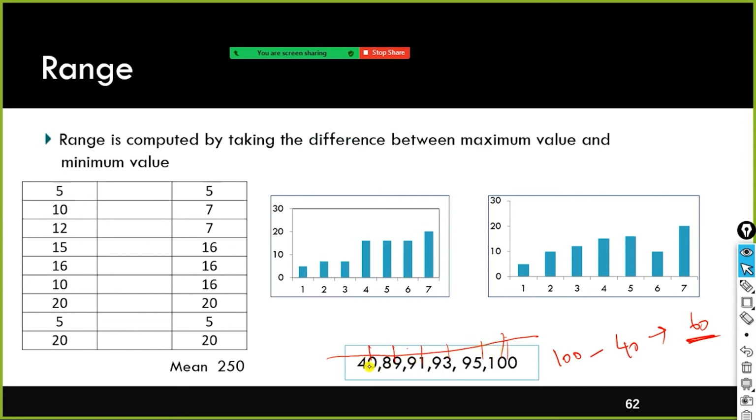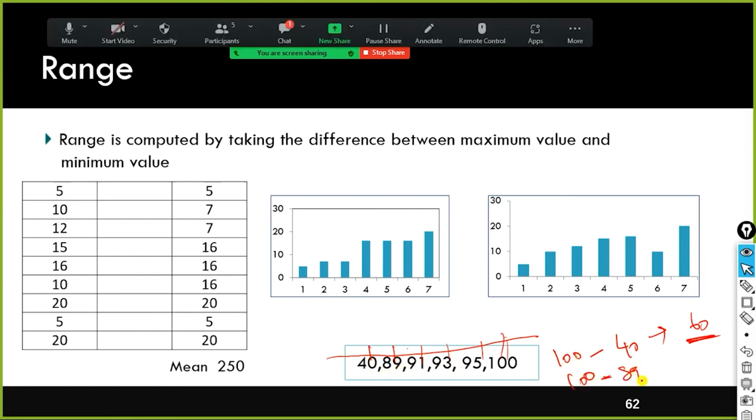If I remove 40, tell me what the range is now. After removing 40, what is the maximum value? 100. The minimum value is 89. What is the range here? 11.